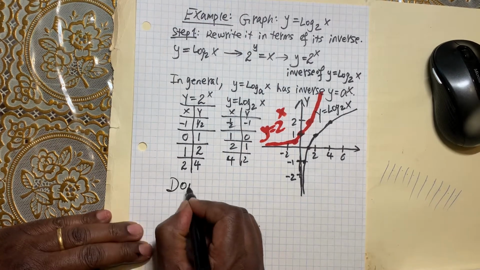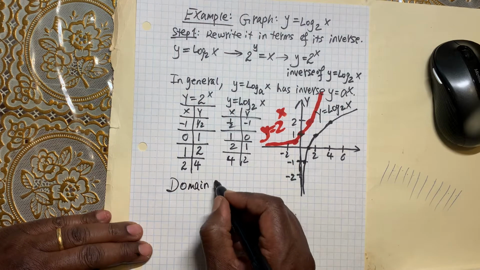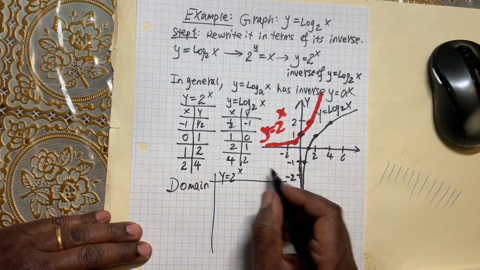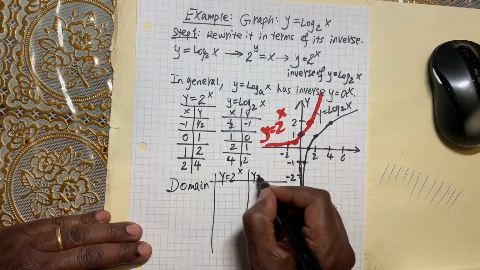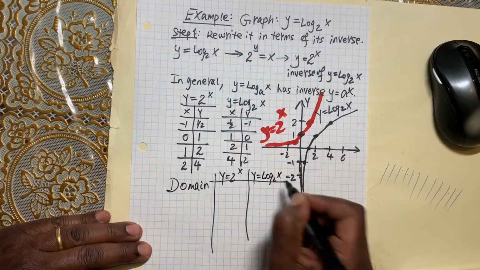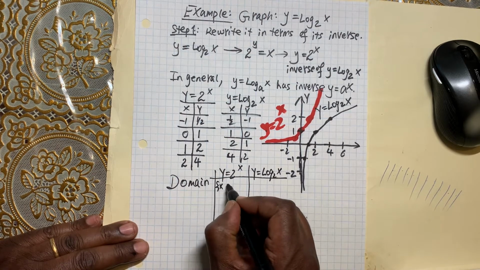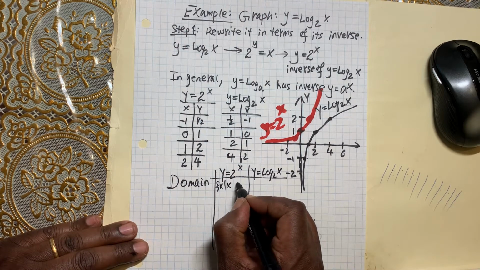Domain for y equals 2 to the power of x and y equals log x to the base 2. The domain for this is the set of all x.